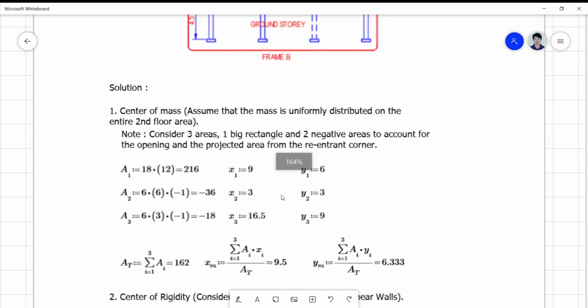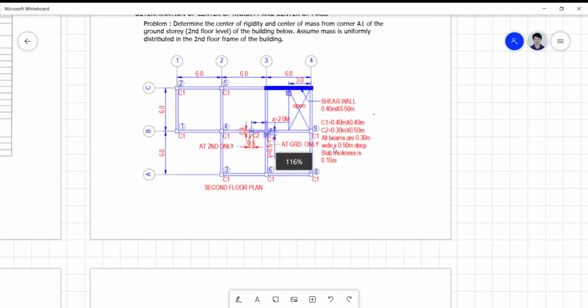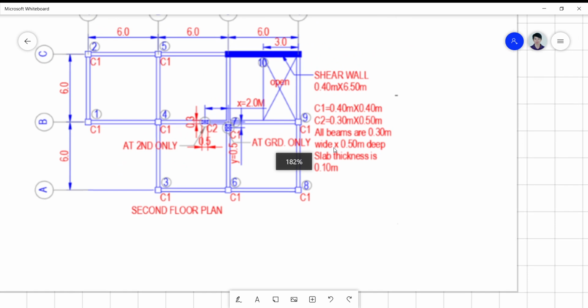So we're now actually looking into a scenario wherein this whole floor is considered a positive area, and this re-entrant part here is a negative area, including the opening here.